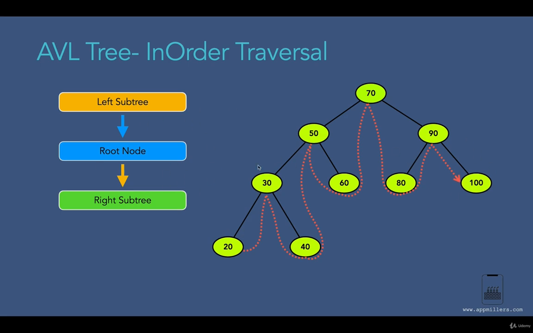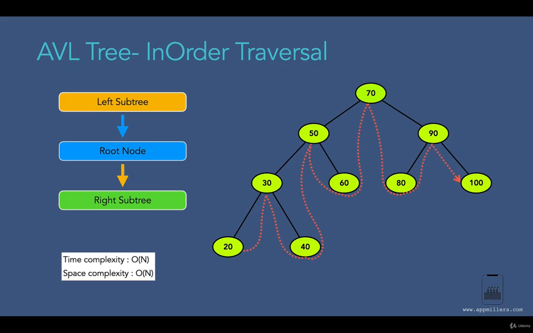Now this rule over here is applicable for all subtrees over here. So as you can see, for example, if we take this smaller subtree over here, we see that root node is 30, left child is 20, and right child is 40. So here we have started from left child, which is 20, then we went to the 30, which is root node, then we come to the 40, which is right node. So this logic is applicable for all subtrees over here as well.